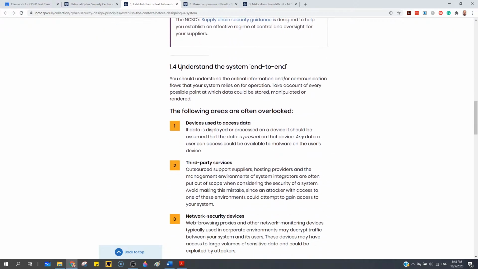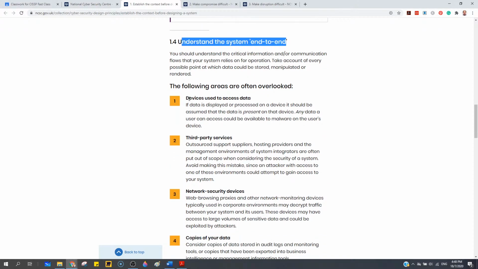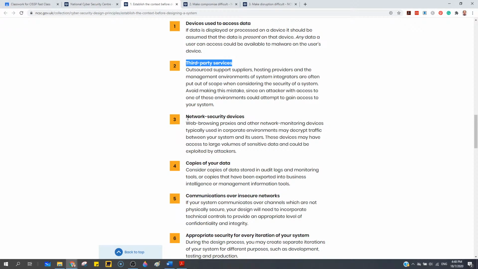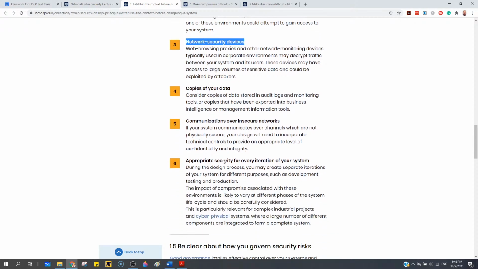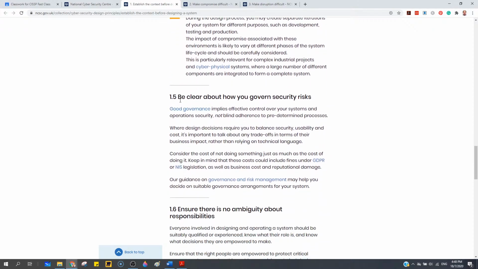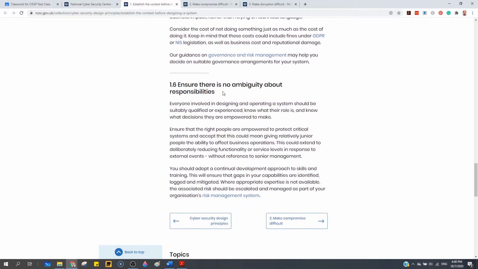The fourth principle says understand the system end-to-end. It means we need to understand who is going to access the data and the devices, any third-party services which we are going to use in that particular environment, any network security devices in that environment, copies of our data, either moving or static, then communication over insecure networks, then appropriate security for every iteration of our systems. The fifth principle says be clear about how you govern security risk, right? And the sixth principle says ensure there is no ambiguity about responsibility. So these are the 6 principles.